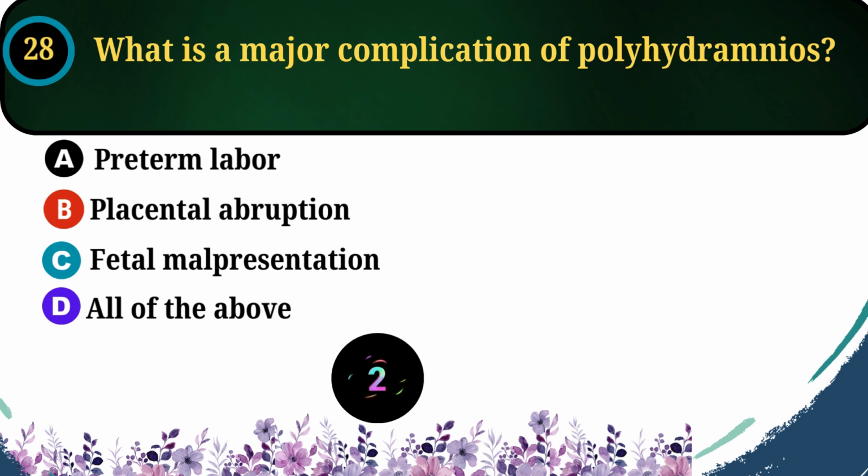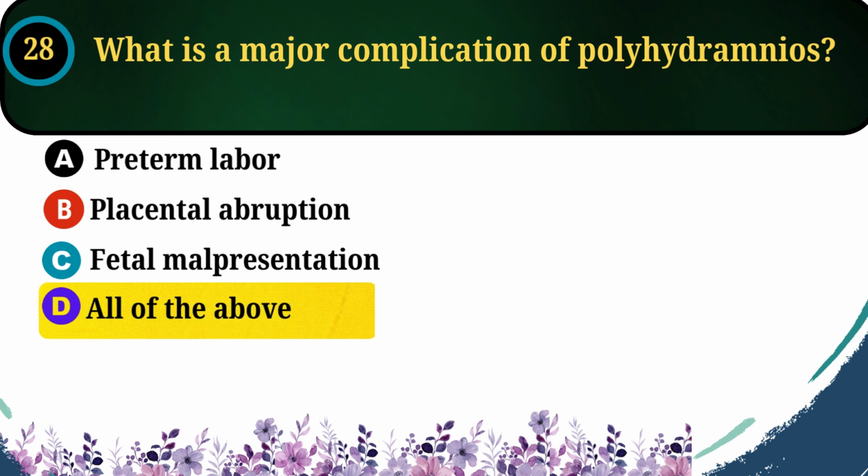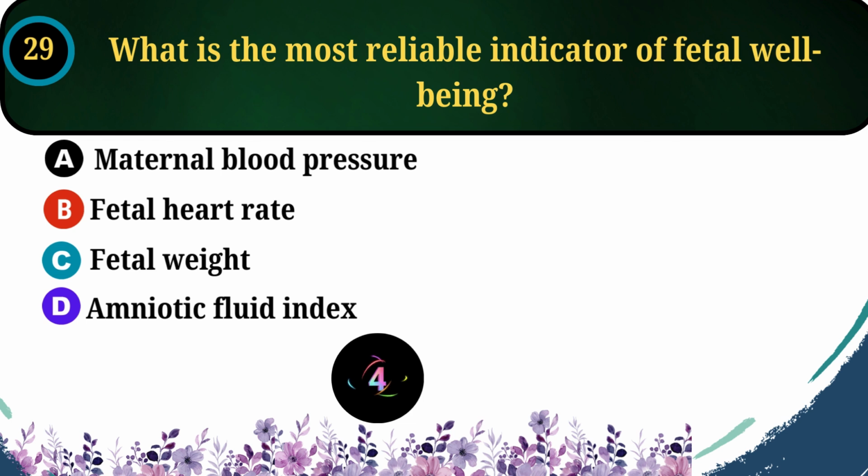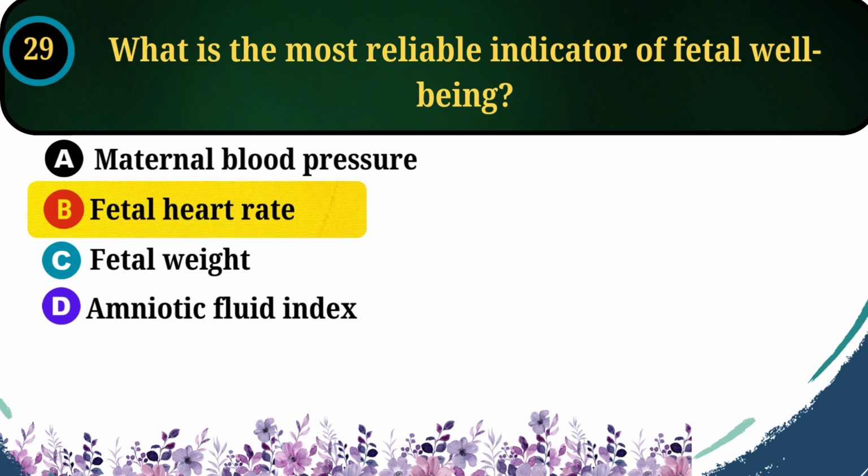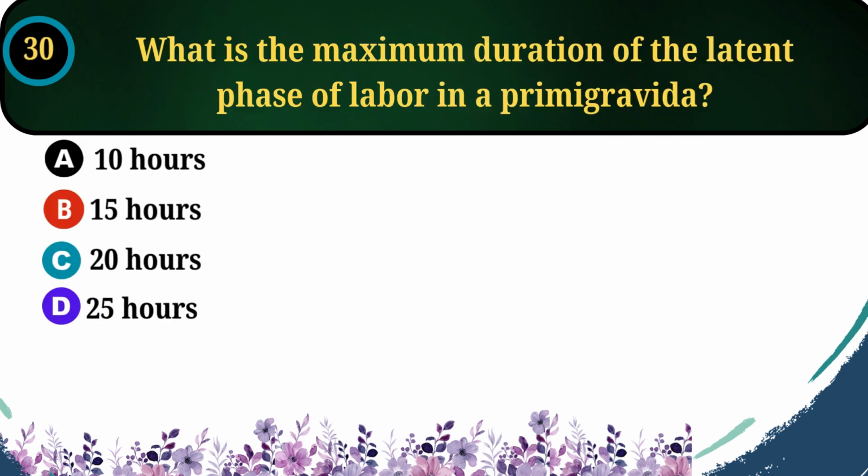28. What is a major complication of polyhydramnios? All of the above. 29. What is the most reliable indicator of fetal well-being? Fetal heart rate. 30. What is the maximum duration of the latent phase of labor in a primigravida? 20 hours.